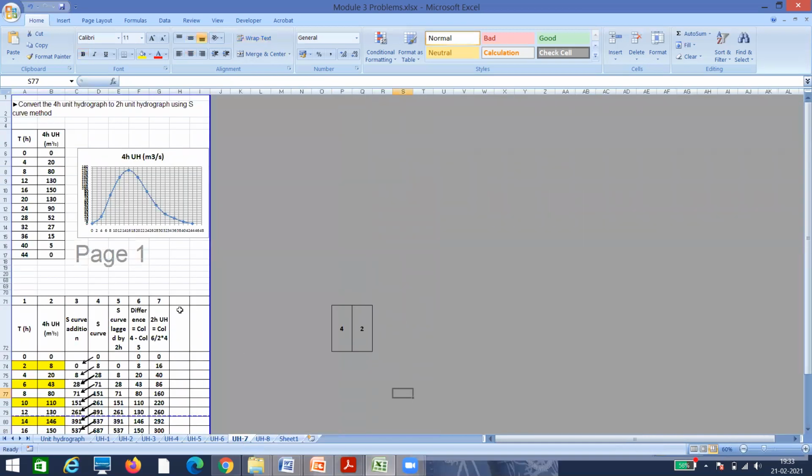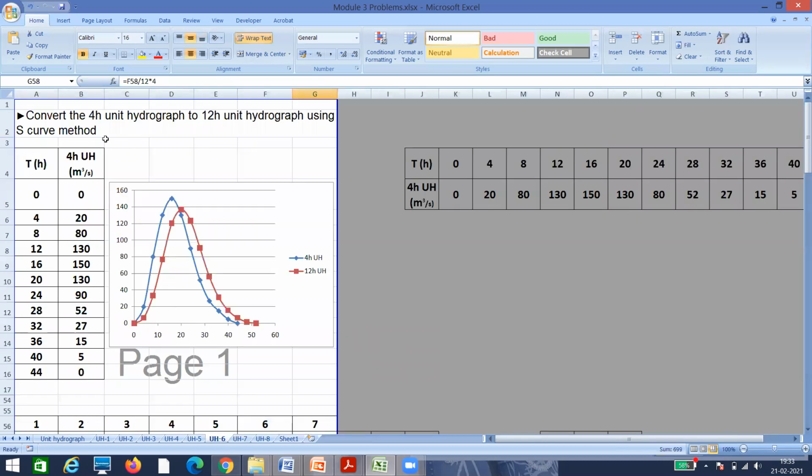I can do the same thing the other way around also. Here we did from 4 to 12. The next problem deals with 4 to 2. Now for using this method, the only condition is that if I take 4 to 12, my time interval should be the minimum of these two, that is 4. From 4 to 12, the minimum value is 4, so the interval also should be 4.